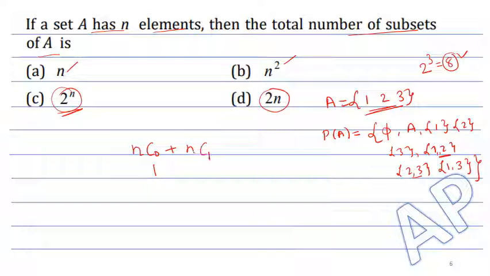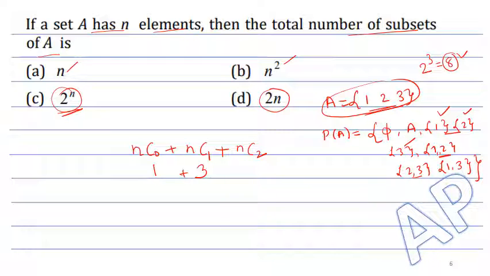ನೆಕ್ಸ್ಟ್ NC1 ಅಂದ್ರೆ ಸಿಂಗಲ್ಟನ್ ಸೆಟ್ಸು ನಮಗೆ NC1 ಅಷ್ಟಿರುತ್ತೆ. ಈಗ ನೋಡಿ ಈ ಸೆಟ್ ಏನಲ್ಲಿ ದೇರ್ ಆರ್ 3 ಎಲಿಮೆಂಟ್ಸ್. ಸೊ ವಿ ಹ್ಯಾವ್ 3C1 sets containing 1 element, that is singleton set 1 2 and 3. There will be 3 elements in power set of A, that is 3 subsets of A which contains only 1 element.